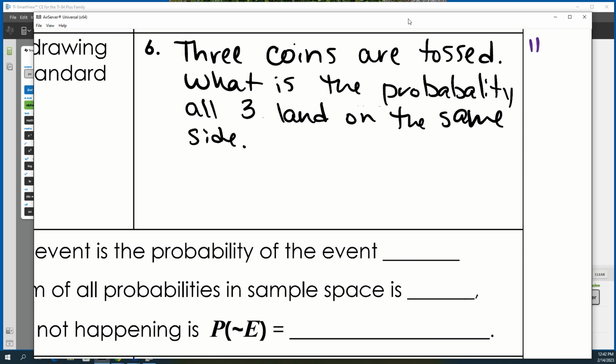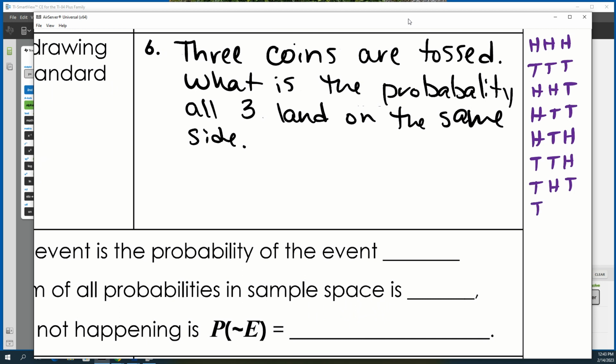So you can get heads, heads, heads. What else can you get? Tails, tails, tails. All right, and then lots of times you get a combination of heads and tails. So let's say you can get head, head, tail, head, tail, tail, head, tail, head. All right, and then tail, tail, head, tail, head, tail, tail, head, head. I think that's it.